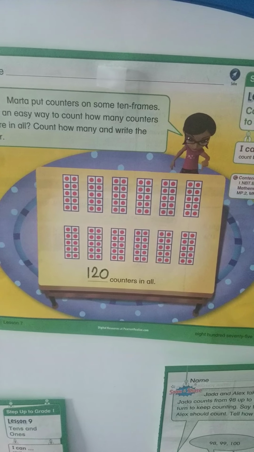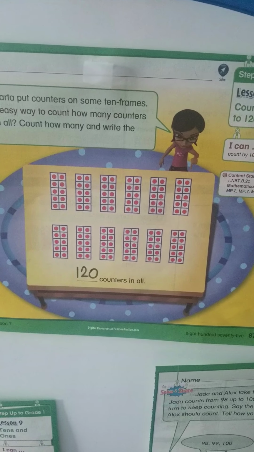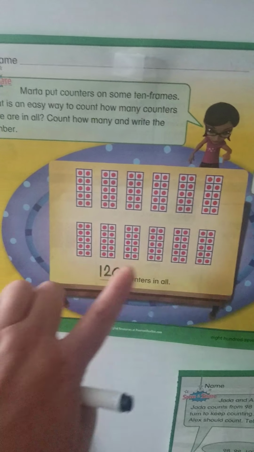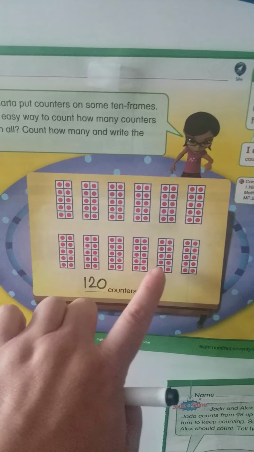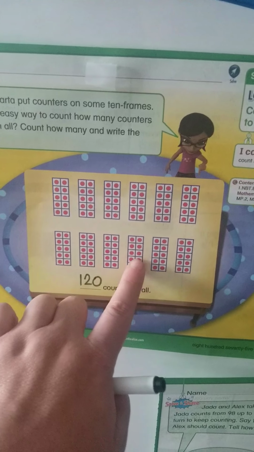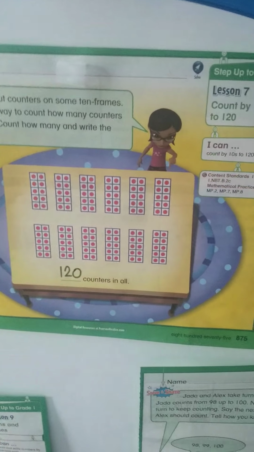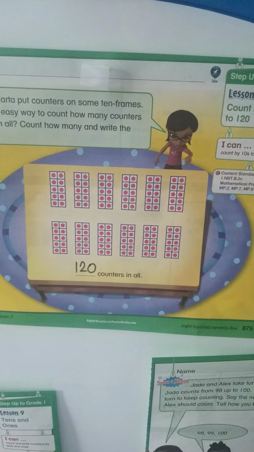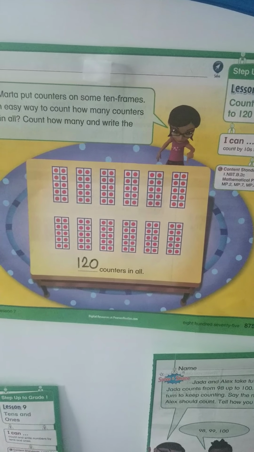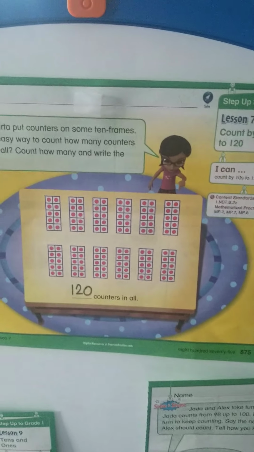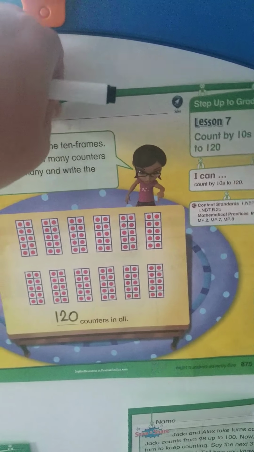Now you notice when we count by tens, once we get to 100, we keep counting by tens, but we add the word 100 first, right? We got to 100. When we got to the next 10 frame, we said 110, 120. So for numbers beyond 100, we just continue counting by 10. You can do this. All right, let's check out the other side.